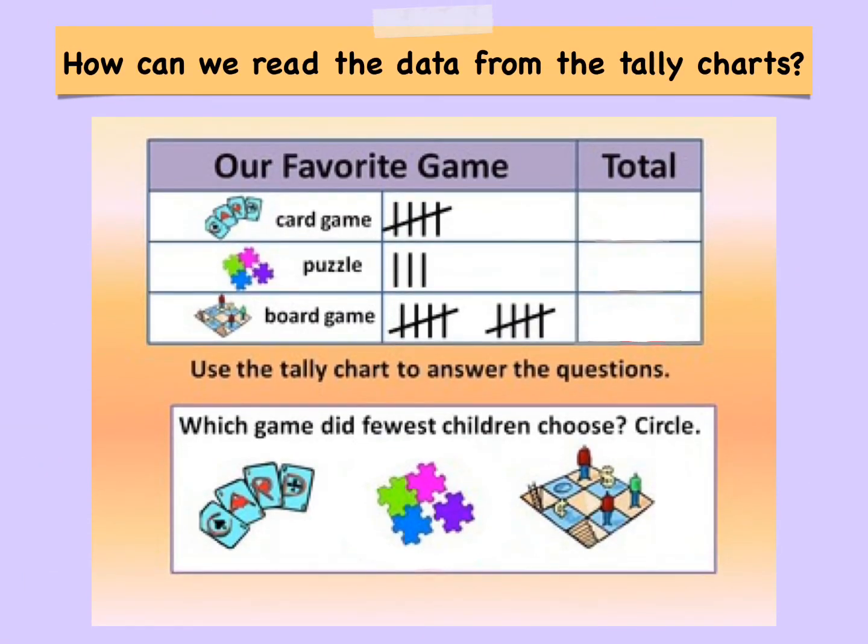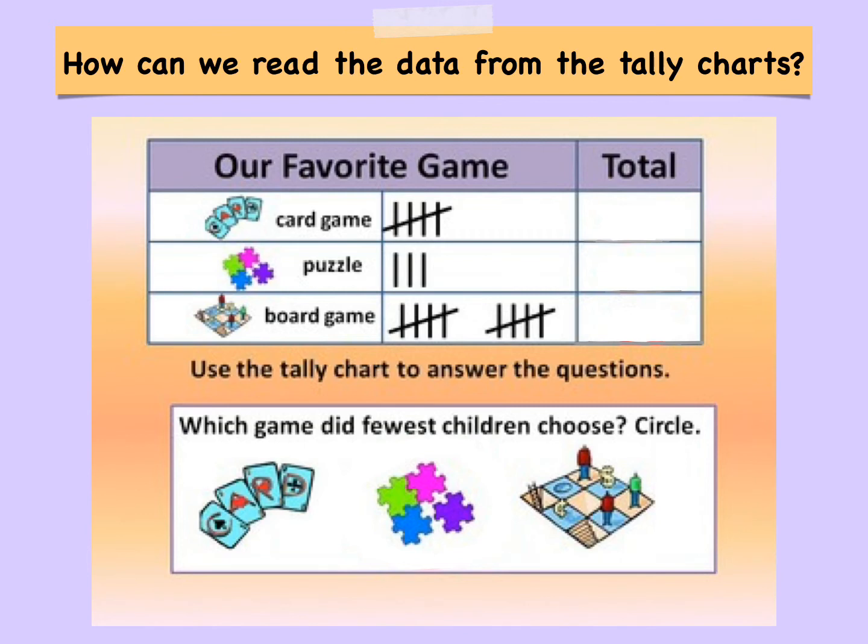How can we read the data from the tally charts? You remember when we said that the tally chart is a chart that uses tally marks to record the data, right? And now we have in front of us a chart that has a title. The title is Our Favorite Game. And here we see 3 games. The first game is the card game. The second one is the puzzle. The third one is the board game. And we have the tally marks beside each one.